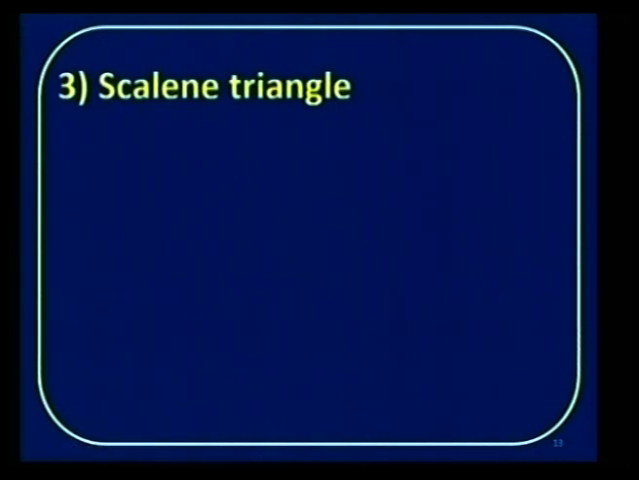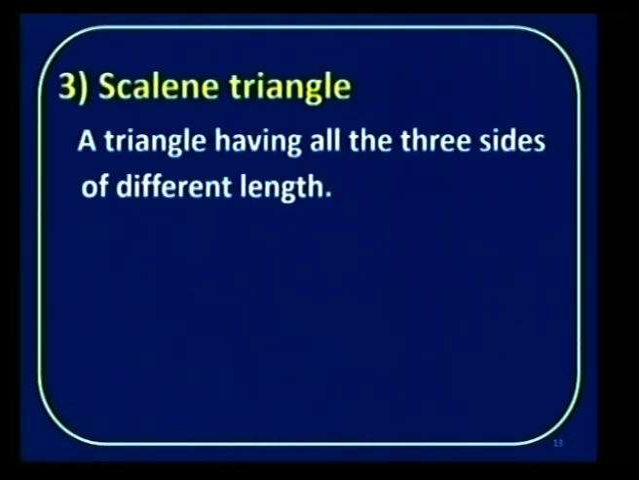Now let us understand what is a scalene triangle. A triangle having all the 3 sides of different length. So if you consider a triangle and if all the 3 sides are having different length, then we can call it a scalene triangle.